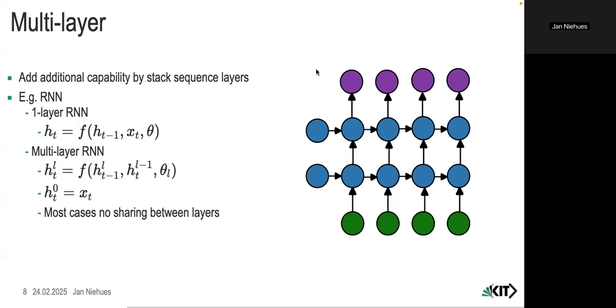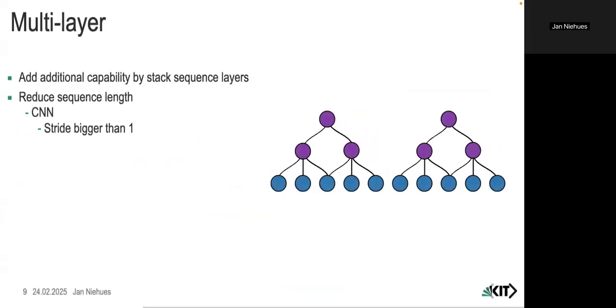Good, but in addition, what you are doing here by stacking layers is making the model more powerful. It has additional computation, and especially it might be able to get different types of information or more complex operations and so on. With multiple layers, you can also do other things. For example, you can reduce the sequence length, and especially you can also increase your field of view.